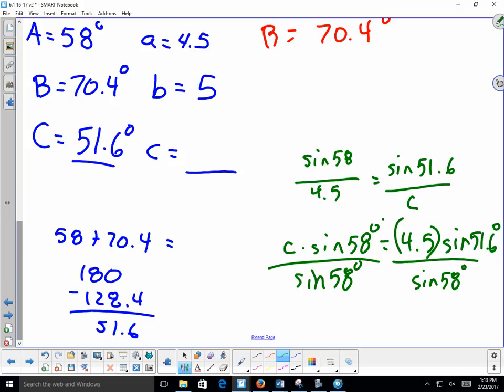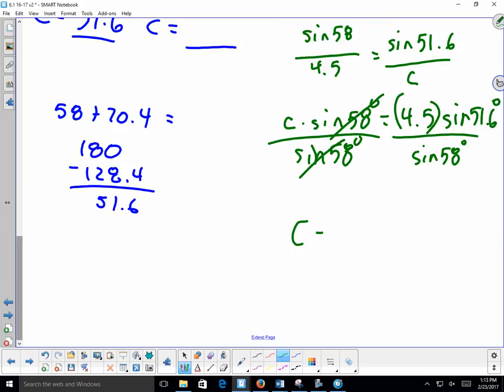So at this point, these divide out, and we're left with C equaling 4.5 times the sine of 51.6 degrees over the sine of 58 degrees. Do you all agree on what side C should be? Gracie, what'd you get? What is it? 4.158.